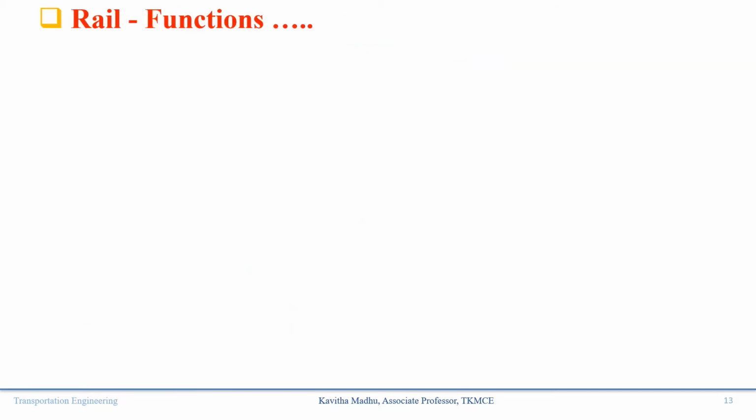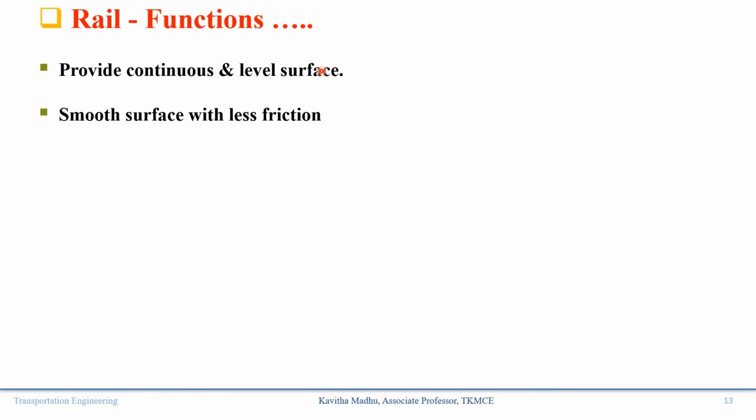Let's see what the functions of these rails are. It provides a continuous and level surface for the movement of trains, and it also provides a smooth surface with less friction. Rails also serve as a lateral guide for the wheels. It also bears various types of stresses.